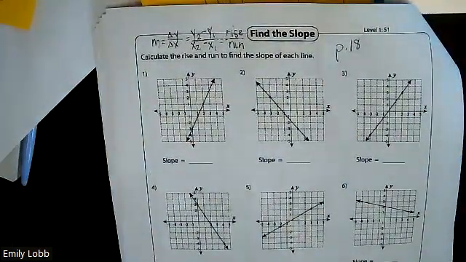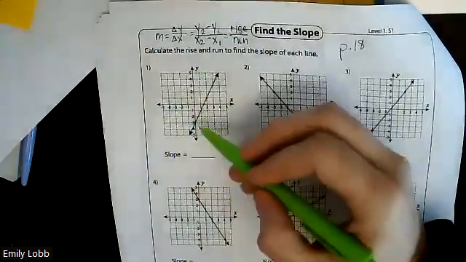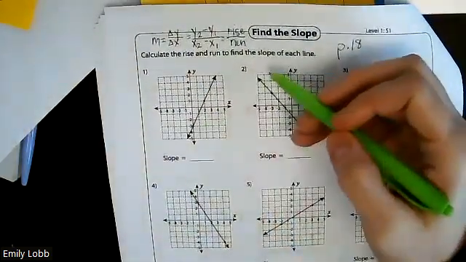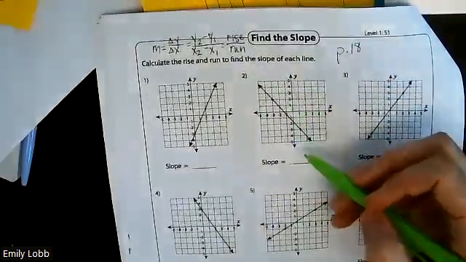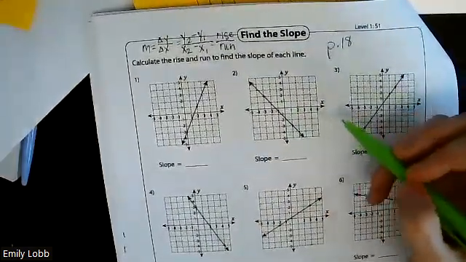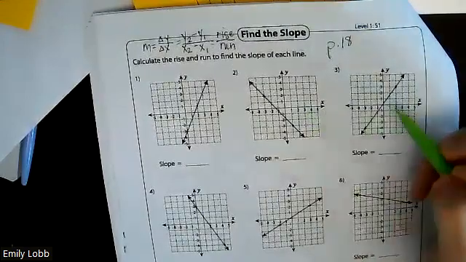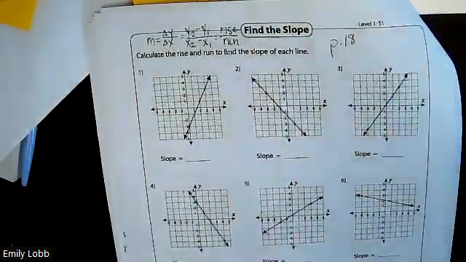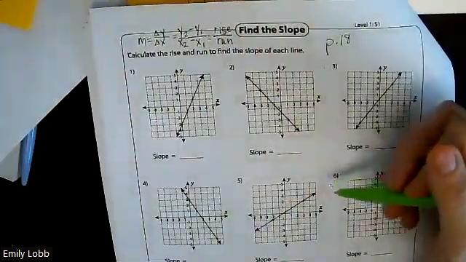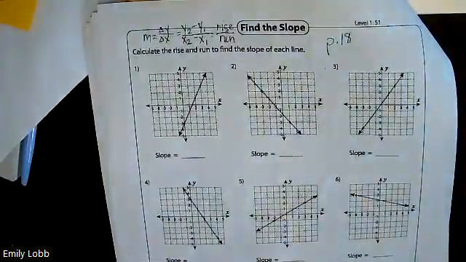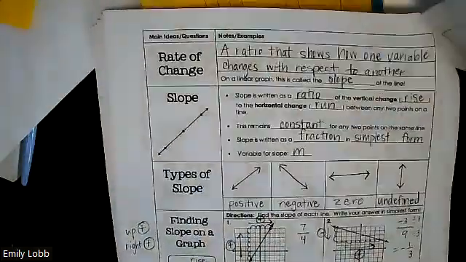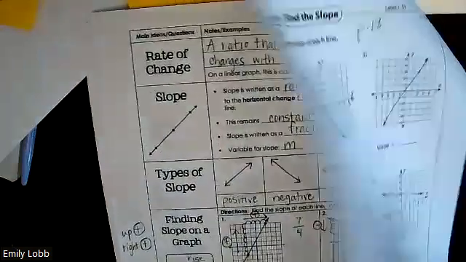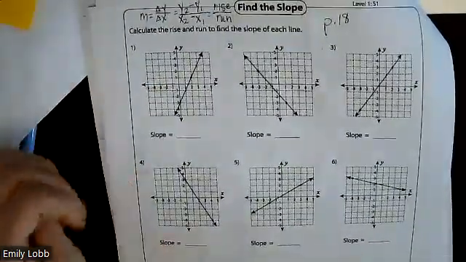The other thing we talked about some yesterday when we watched Slope Dude: puff, puff, positive; nice, negative, right? And then we don't have any on this page, but if it was flat, it was zero. Straight up and down, we yelled that curse word: undefined. So we've got all of those notes here, so hopefully you can refer back to them if needed.